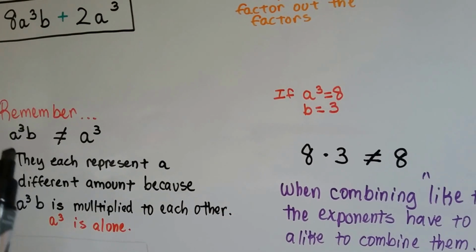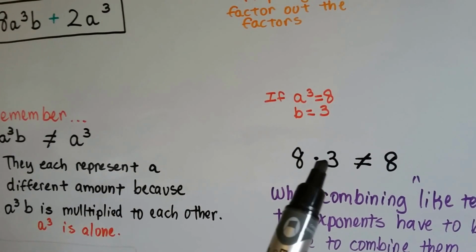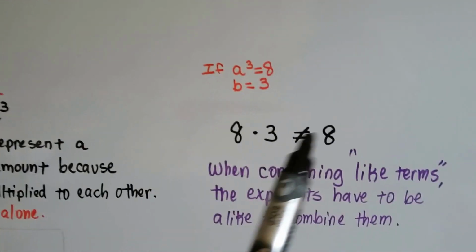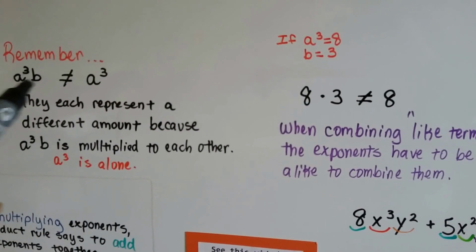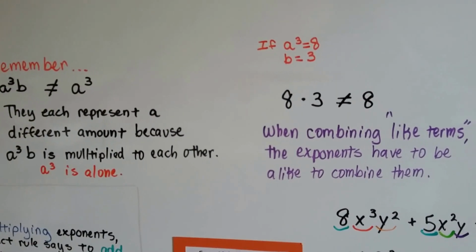Well, a to the third power times b would be like 8 times 3. And then this a to the third power would just be an 8. 8 times 3 doesn't equal 8. So because these are being multiplied together, they are not like terms. See? These are completely different terms.